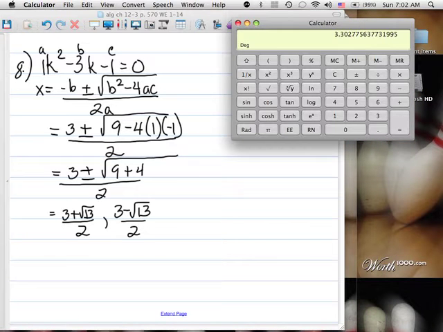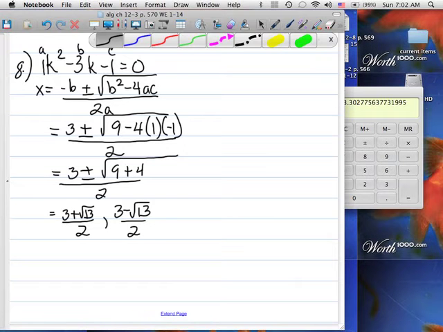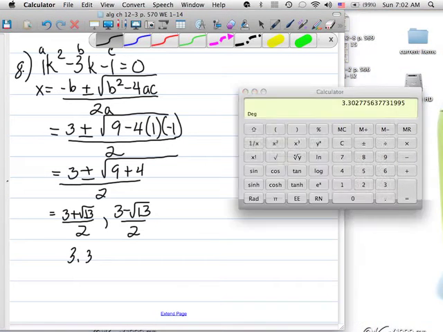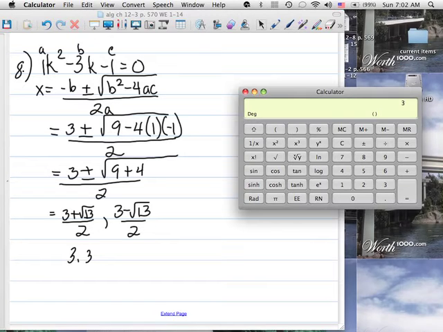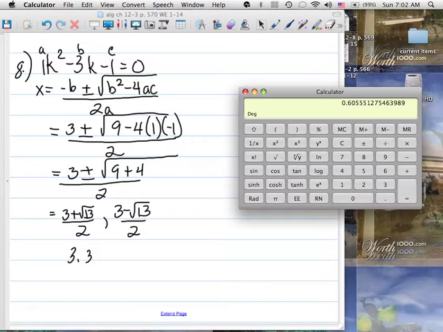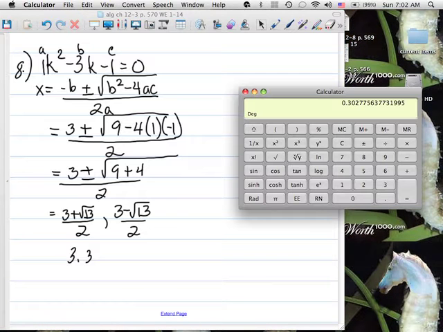To the nearest tenth, that's 3.3. And clear, parentheses 3 minus the square root of 13, parentheses divided by 2. To the nearest tenth, that's 0.3. Should be negative 0.3.